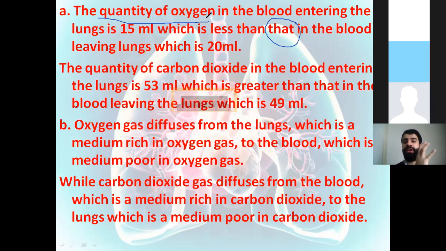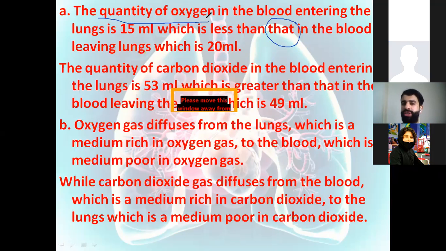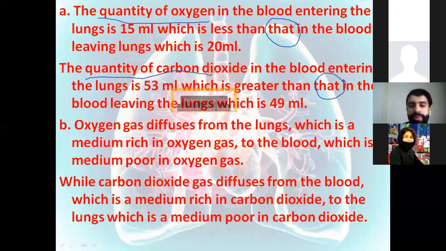So I can say the quantity of oxygen in the blood entering the lungs is 15 milliliters, which is less than that, that refers to the quantity of oxygen, in the blood leaving the lungs, which is 20. Also, the quantity of carbon dioxide in the blood entering the lungs is 53 milliliters, which is greater than that. That refers to what? To the quantity of carbon dioxide in the blood leaving the lungs, which is 49 milliliters.